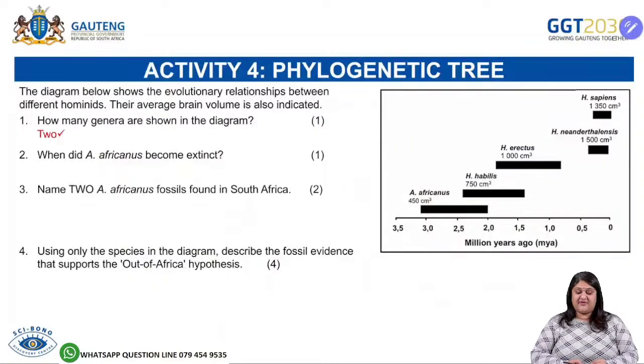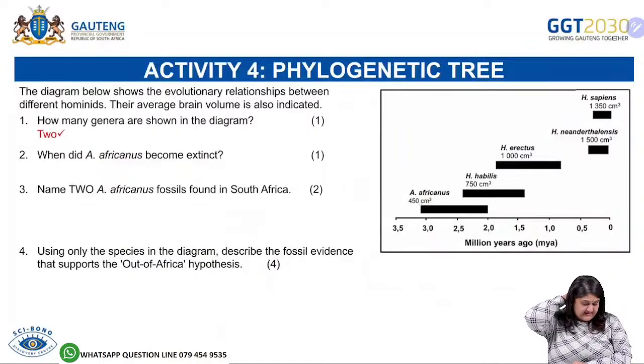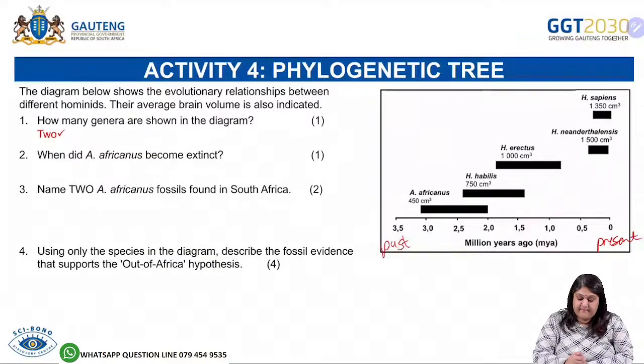If they ask you what they are called, you would have to be able to say Australopithecus and Homo. When did A africanus become extinct? Now, you said, ma'am, if the line stops in the middle of the timeline, that means it's extinct. But now we have rectangles. Okay, I'm going to show you what the rectangles mean. Look at your timeline. 0 is present. 3.5 is past. So the beginning of the rectangle is when they originated. The end is when they became extinct.